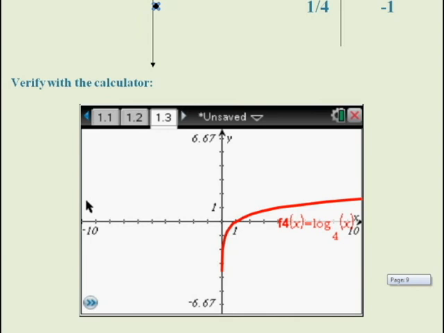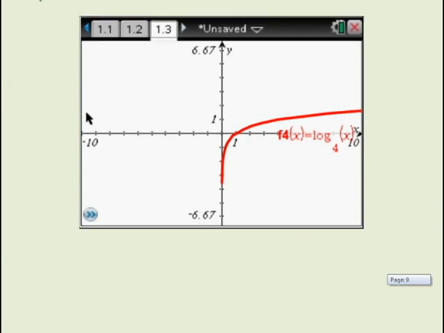Well, here it is. There's what the graph looks like. And that's what the graph of a logarithm looks like. This is base 4. And as you can see, it comes right down here and keeps going.